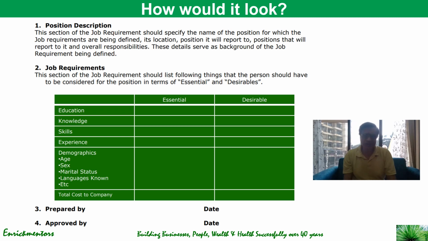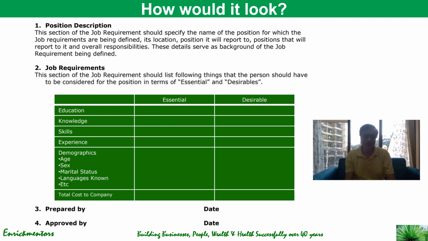How would it look like? A job requirement would basically have two main components, as you see. One, it will be a position description. This section of the job requirement would specify the name of the position for which the job requirement is being defined, its location, the position it reports to, the position that will report to this position, and overall responsibility. So these are the things that go in the position description.